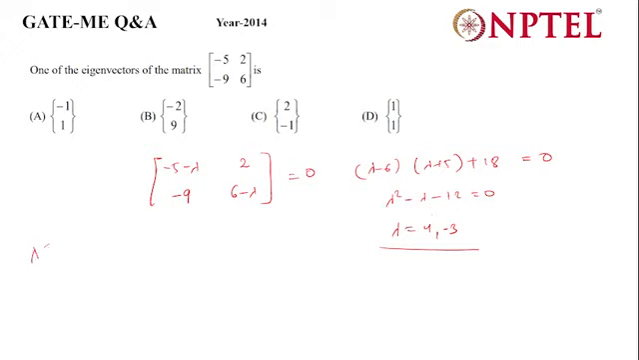When you put lambda equals 4, then your eigenvalues will be coming as 2 and 9, which is not in the option. So you have to put lambda equals minus 3 also. Then you will solve this, and your eigenvalues will be coming as 1 and 1. So this is your option D. So option D will be your answer.